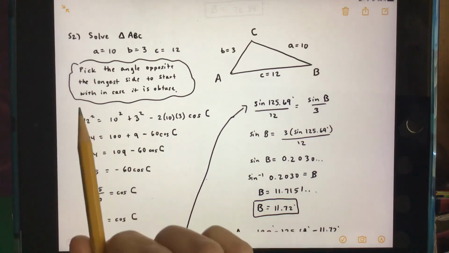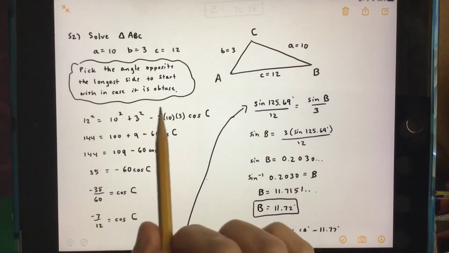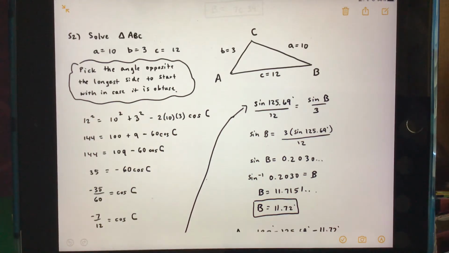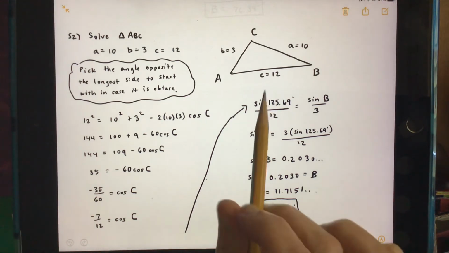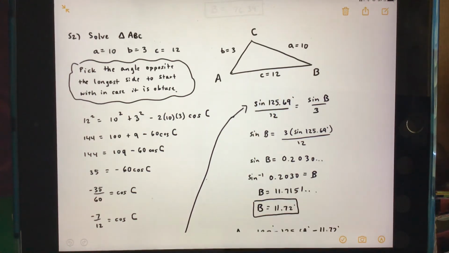So we're going to pick the angle that is opposite the longest side to start in case that angle is obtuse. That way we will get an angle measurement by the law of cosines if it is an obtuse angle, guaranteeing that the other two angles would have to be acute angles, and using the law of sines and the fact that the sum of the angles in a triangle is 180, that will give us correct information. If, in fact, this longest side is not opposite an obtuse angle, if it happens to be acute, we will still get accurate information.